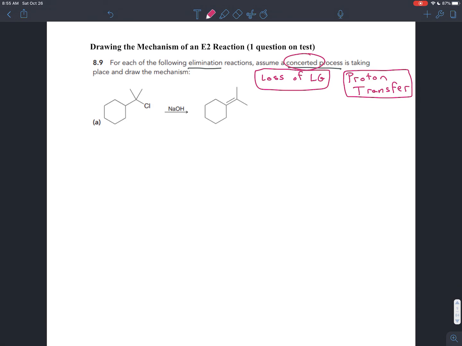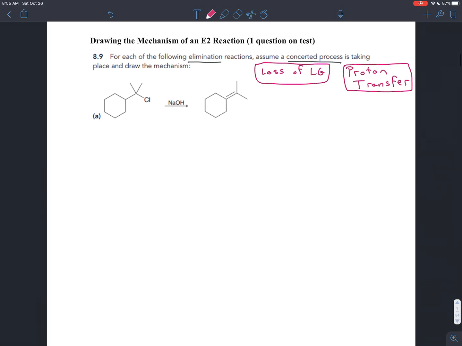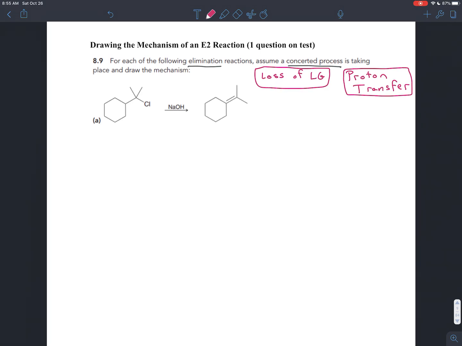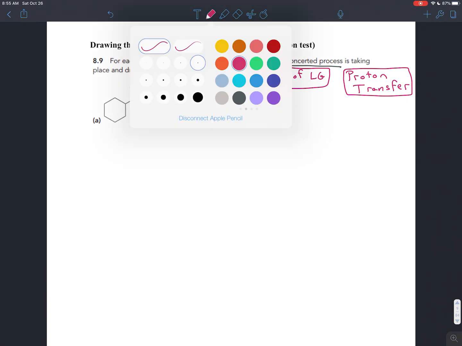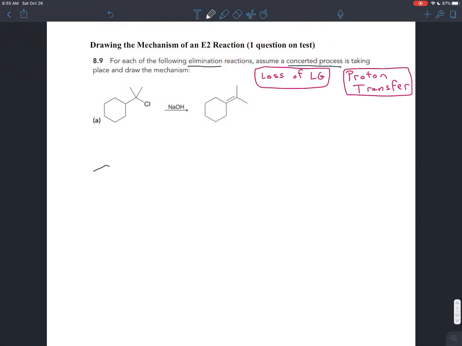Just like in a concert, musicians play at the same time. In this concerted process, these two arrow pushing patterns will happen at the same time. And so that's how we know that it's an E2 reaction. So just by reading the problem that way, we'd be able to say, okay, this is E2. Now they give us the reagent and they give us the product. When they ask you to draw the mechanism, they're asking you to go step by step and show these curved arrow patterns that describe how you get from the reactants to the products.